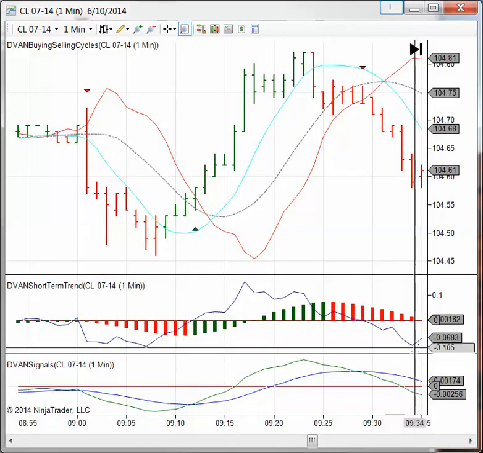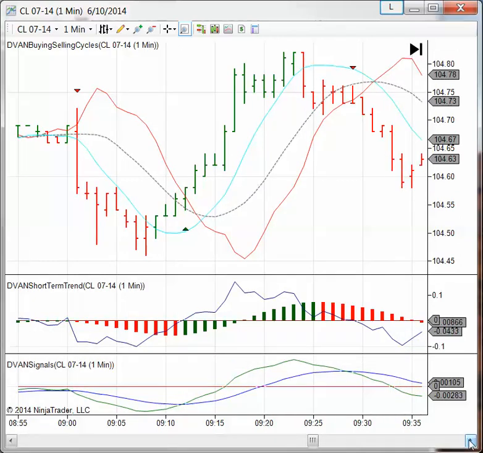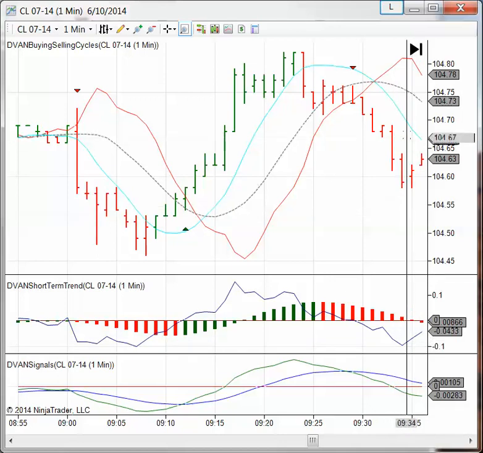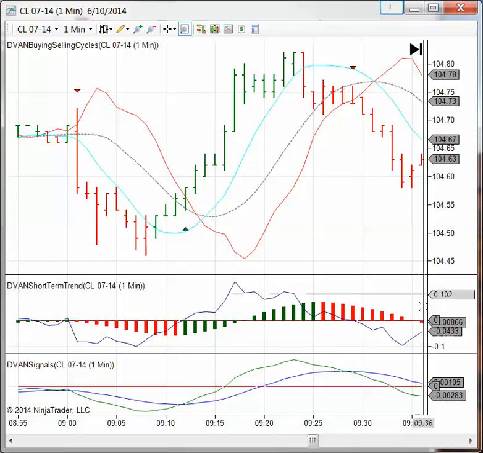The leading line's moving up. It might be a little more interest to us, but we're still comfortable in our short. We see the leading line continue up. Points of resistance at this point would be the trend line, which is currently at 104.67.